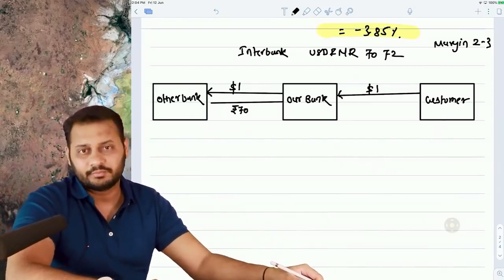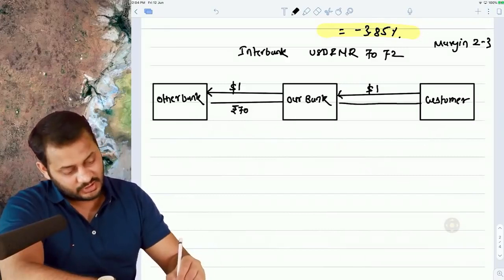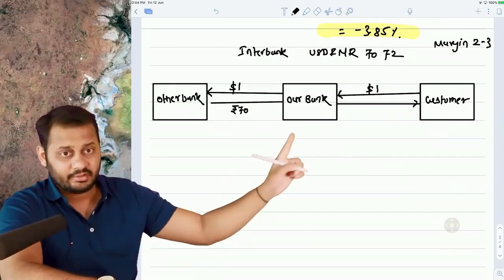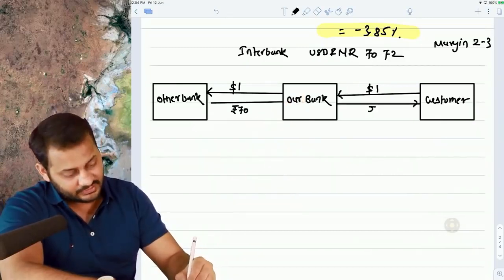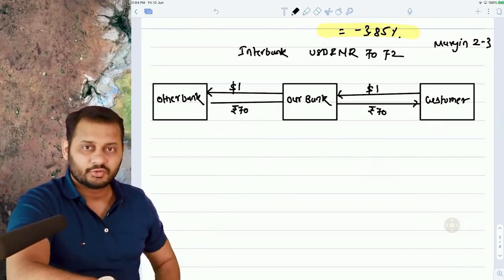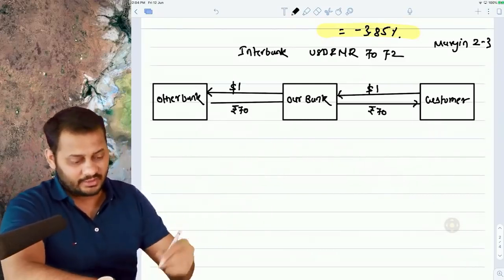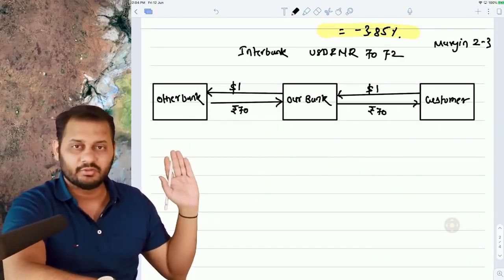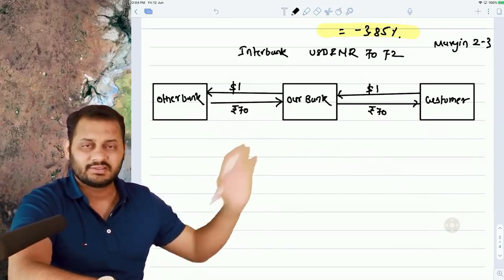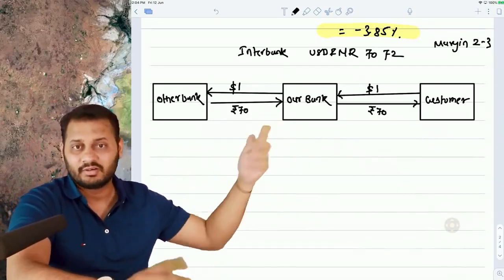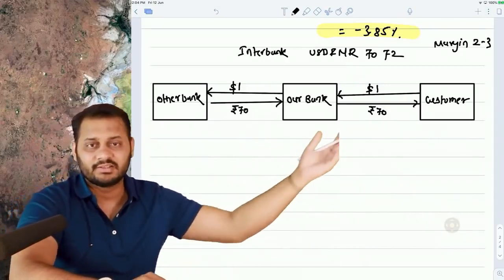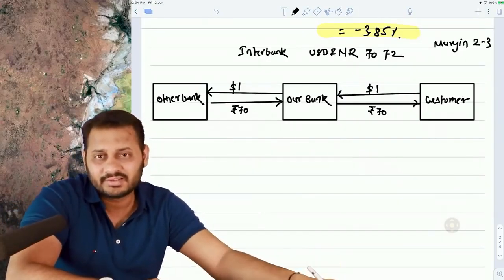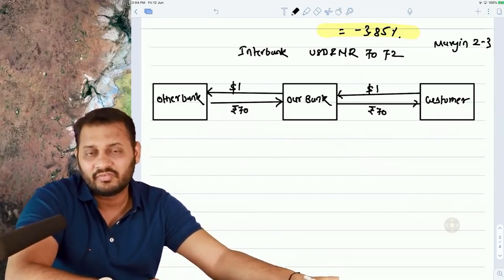Now you tell me, how does this sound to you? I as a bank bought $1 from the customer at rupees 70. So I paid 70 to him and I received 70 from the interbank also. How does this sound? What is the profit of our bank? Nothing, zero. Because I received 70, I paid 70. Why would I do such transactions when I have no profit in that?